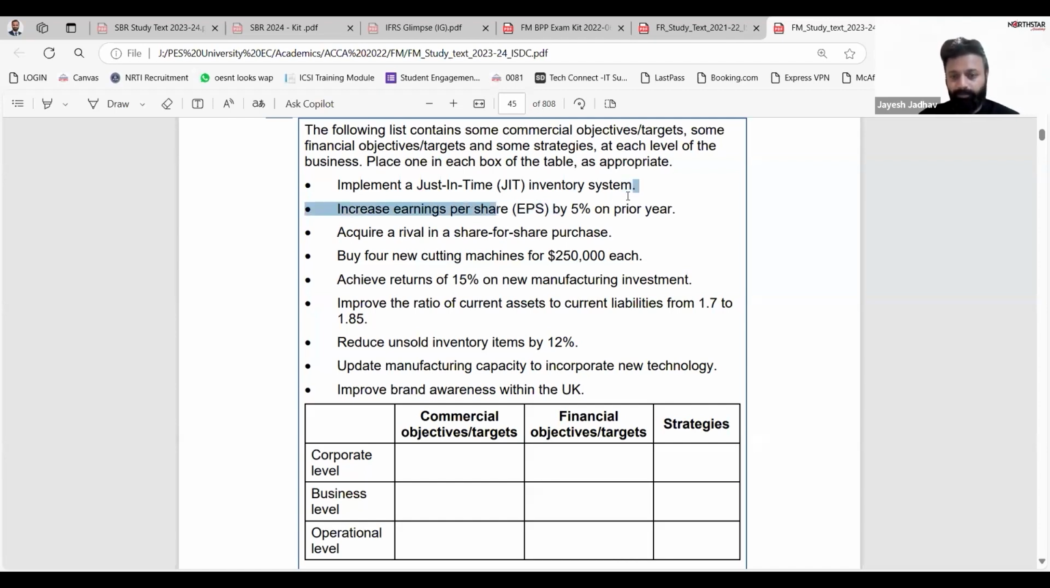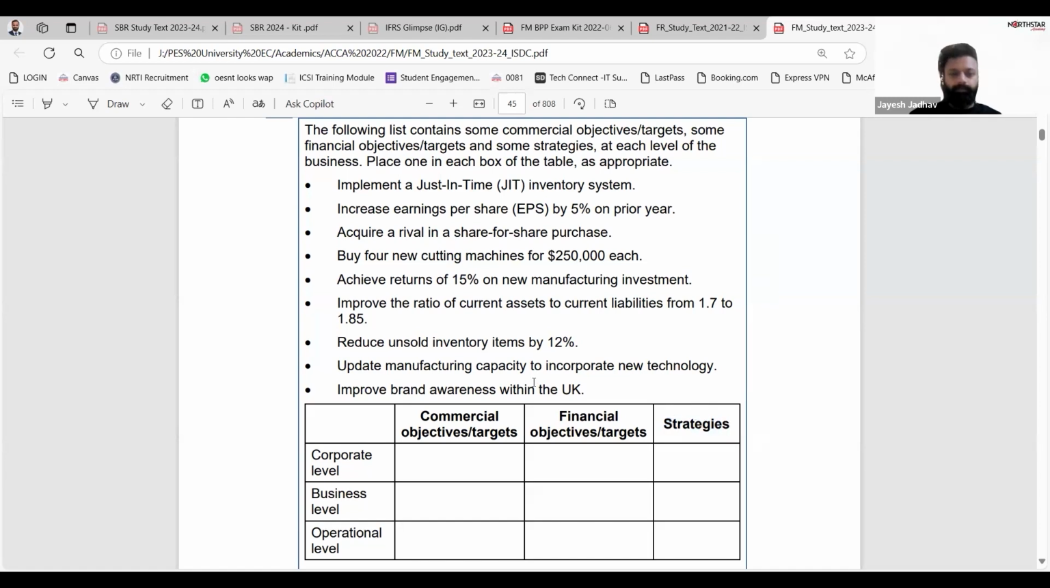Increase EPS by 5%. C2, I guess. Financial and corporate. Financial at a corporate level, C2. Okay, right? C2 in front of that. Acquire a rival for share purchase. Financial. So C2. But C2 is already EPS, right? It should be strategy, I guess. Acquire, at corporate level, I guess. It's C3.